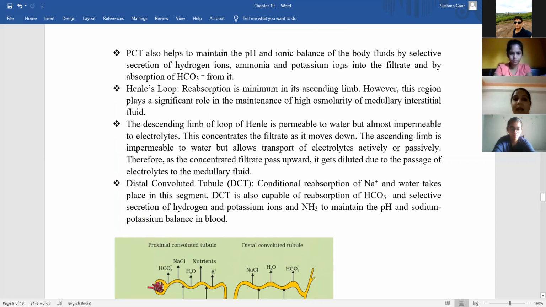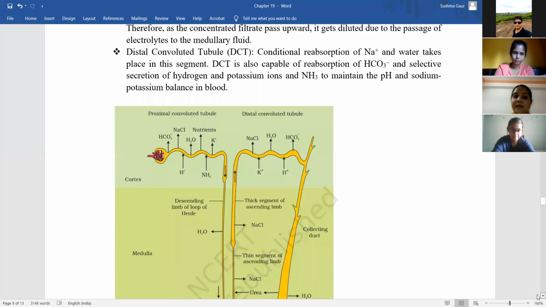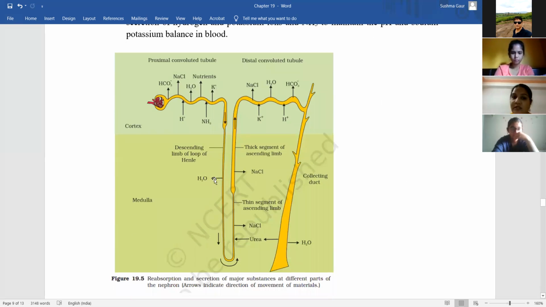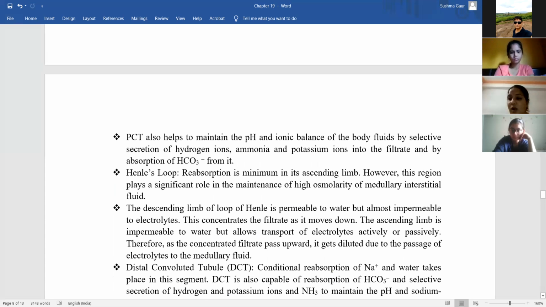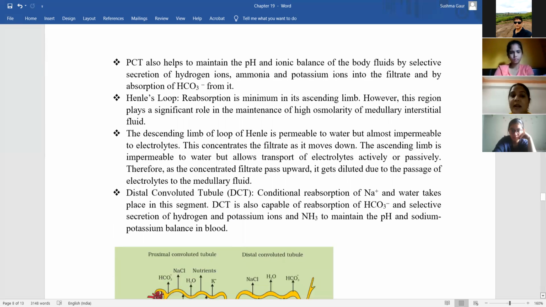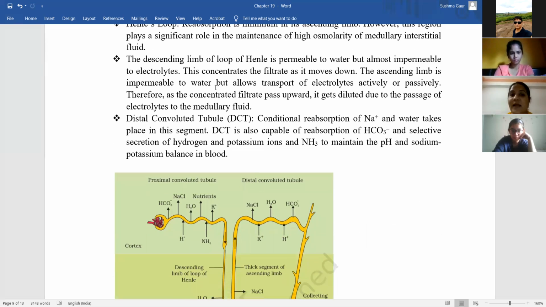Okay. And what is the function of descending loop of Henle? It is permeable to water, but it is impermeable to electrolytes. So only water can enter or go out through this descending loop of Henle. But the ions and electrolytes will not be able to enter into that descending loop of Henle. So this concentrates the filtrate as it moves down, because water can move and can leave this. So they are responsible for maintaining the concentration of the filtrate.